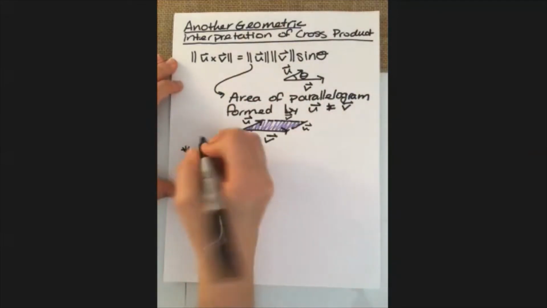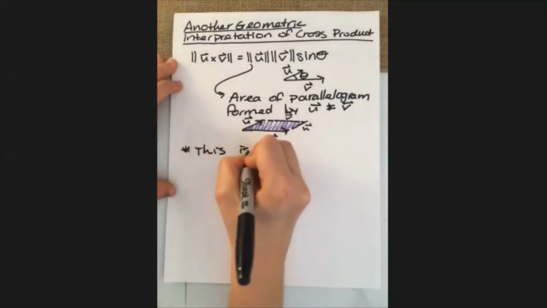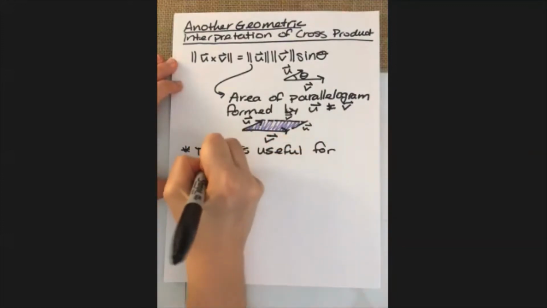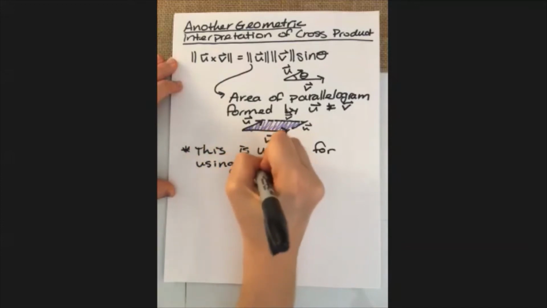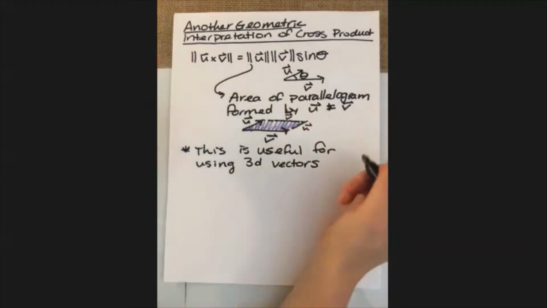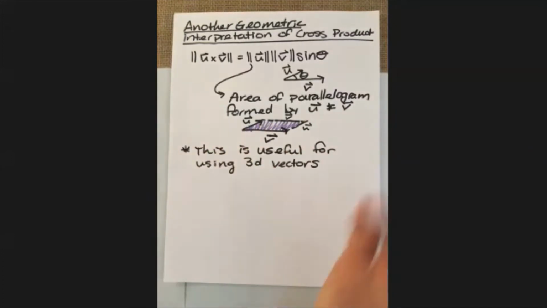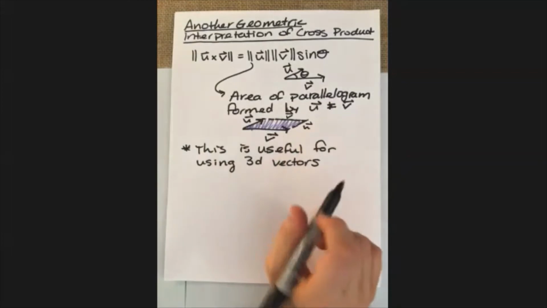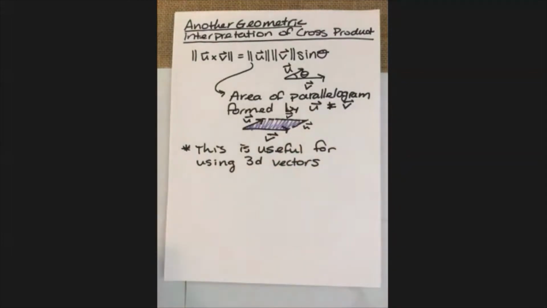So just a quick note here, this is useful for three-dimensional vectors. Because if we take the determinant of three-dimensional vectors, when you've got three of those three-dimensional vectors, you wind up with the volume of a parallelepiped. But if you just have two three-dimensional vectors, you get that parallelogram by taking the cross product. So let's work an example of that.